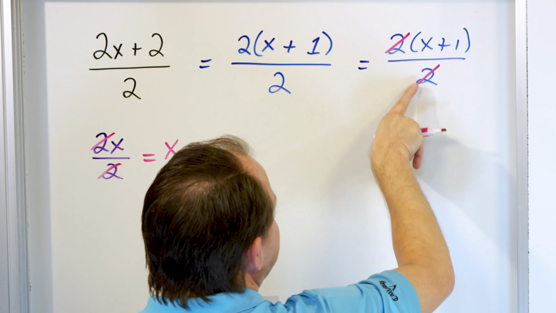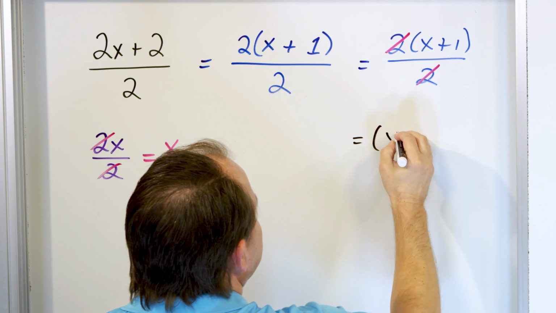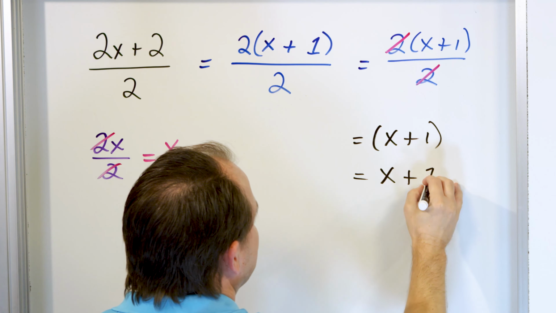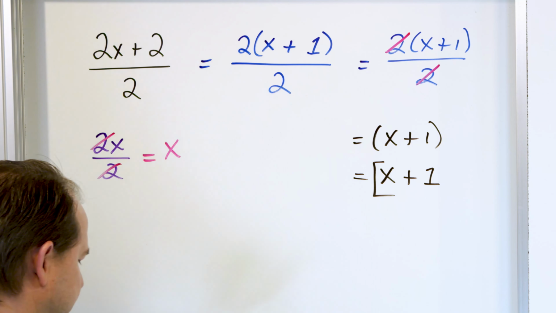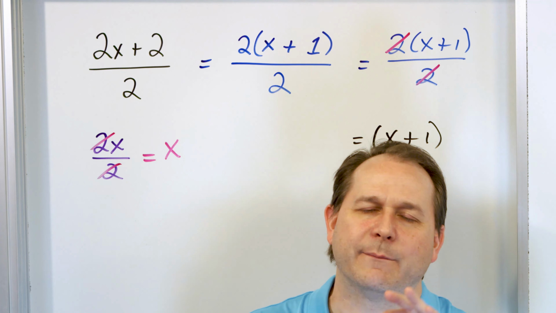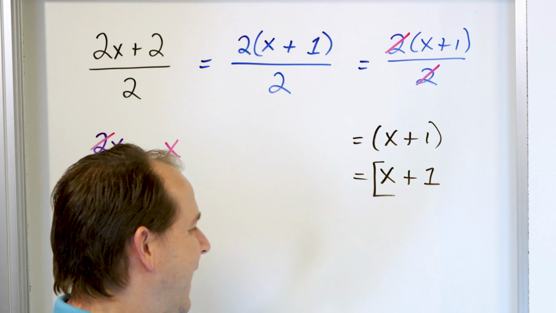When you cancel like this, you're leaving 1's behind, and all I have left at the end of the day as a final answer is just, well, we could leave it as parentheses x plus 1, but we can remove those parentheses and just call it x plus 1. That is the final answer. When I put a bracket like this, the bracket doesn't mean anything. It just means I'm circling my answer. I don't want to draw a gigantic circle, so I just put the little bracket there.